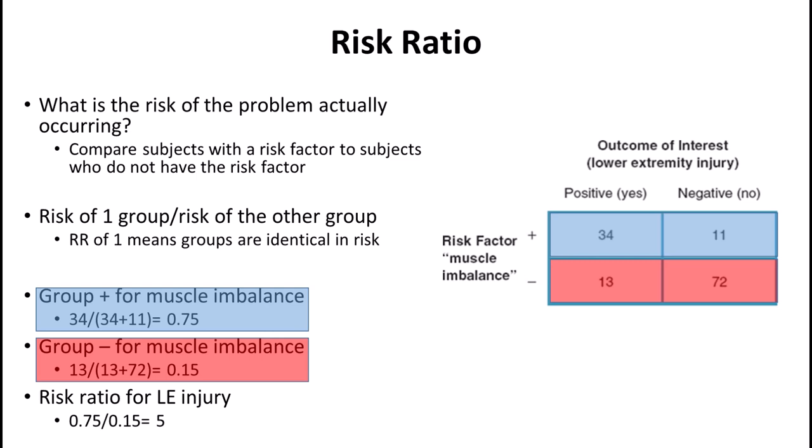All this risk ratio is doing is comparing subjects with the risk factor to subjects without the risk factor for the outcome of interest. And in this example, that was lower extremity injury. The way to interpret a risk ratio of 5 is that individuals with muscle imbalance are 5 times more likely to have a lower extremity injury than those without muscle imbalance.